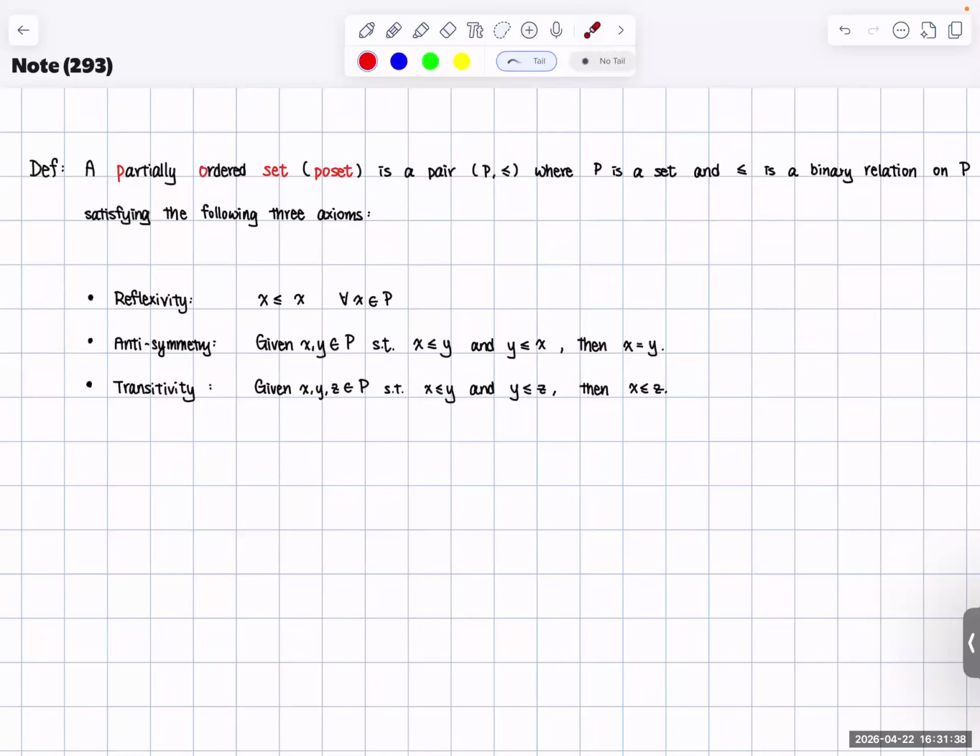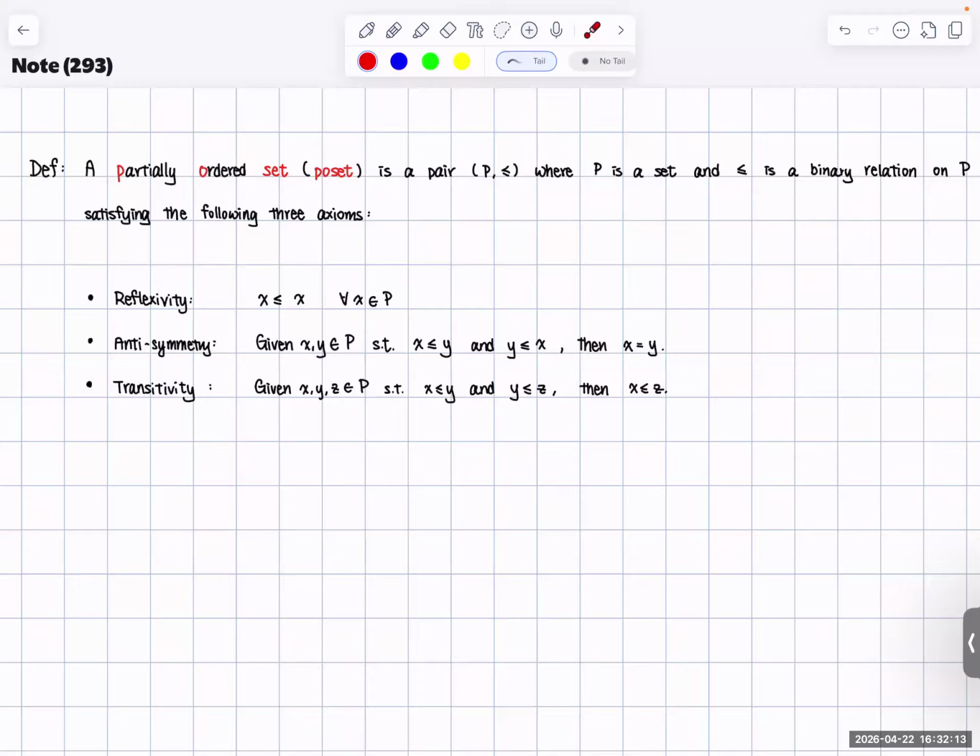So a poset here is a partially ordered set, so that's why it's called a poset. A poset has two things. One, you have to give me a set, and the other is the order. The order is a binary relation on P, and it satisfies three axioms. The first one is reflexivity, meaning that x is less than or equal to x for x in P. If you give me x, it's always less than or equal to itself.